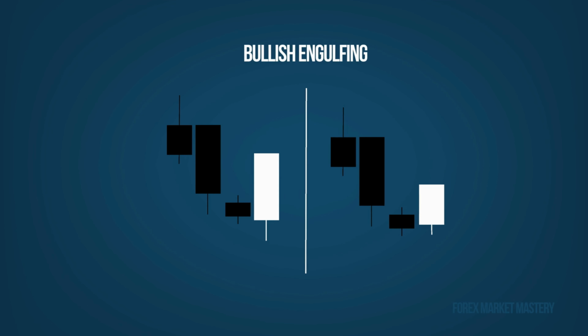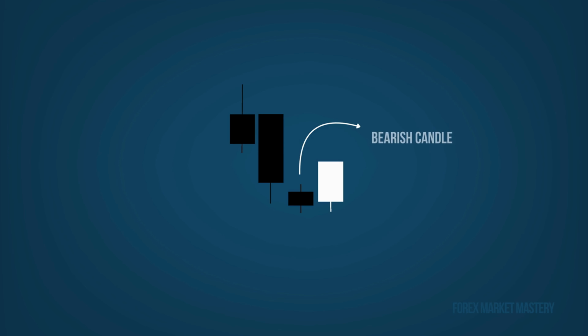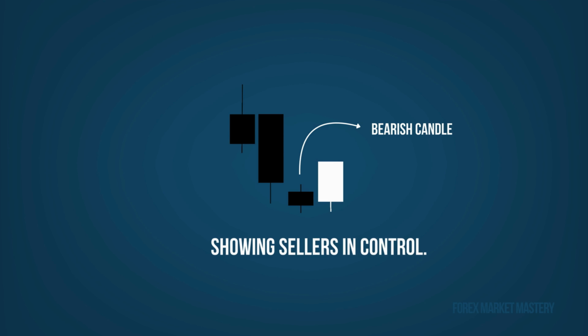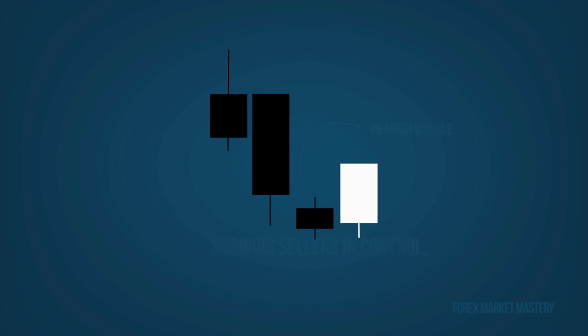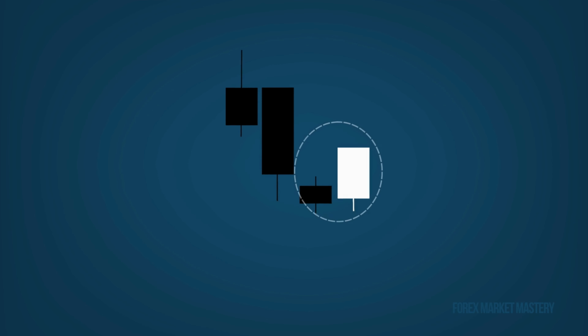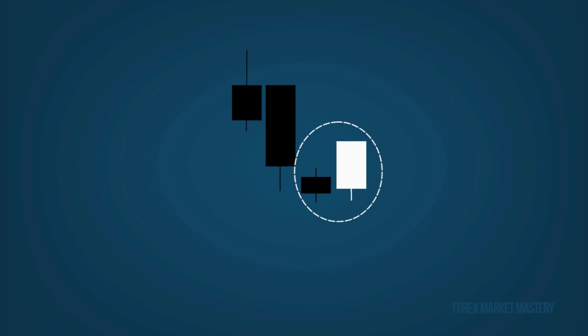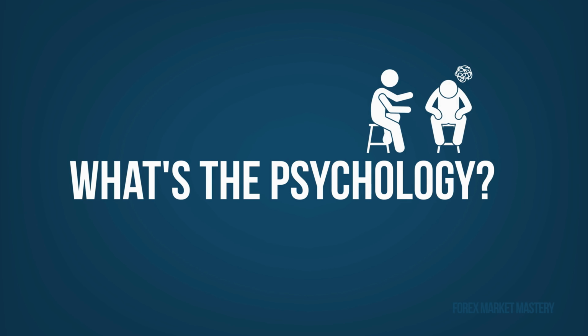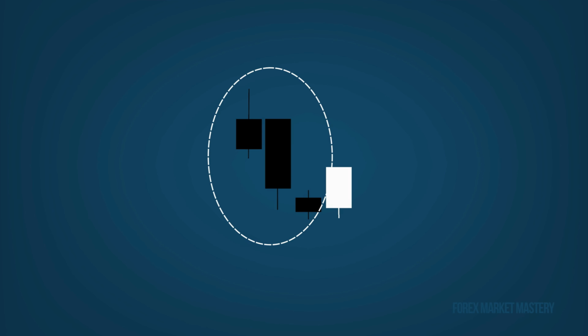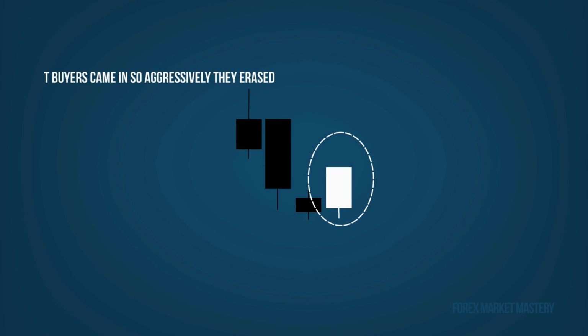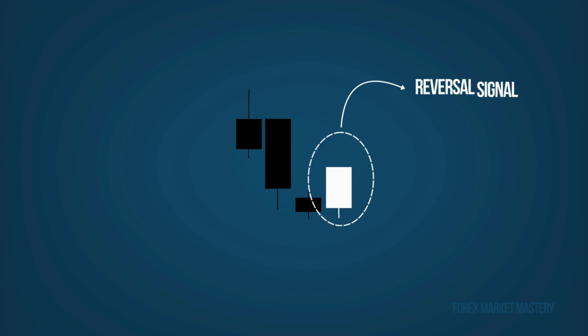The first on this list is the engulfing pattern, the bullish engulfing. This is a two-candle pattern. First, you have a bearish candle showing sellers in control. Then, boom, the next candle completely engulfs it with bullish momentum. The second candle's body completely covers the first. What's the psychology? Sellers thought they had control, but buyers came in so aggressively they erased all that selling pressure and more. This is a powerful reversal signal, especially at support.